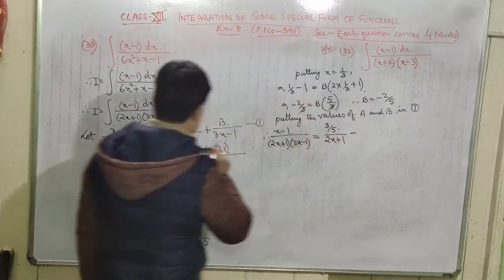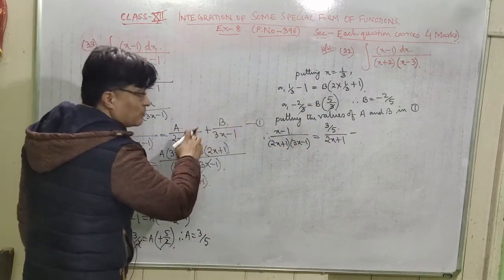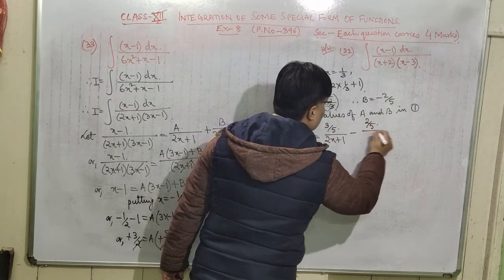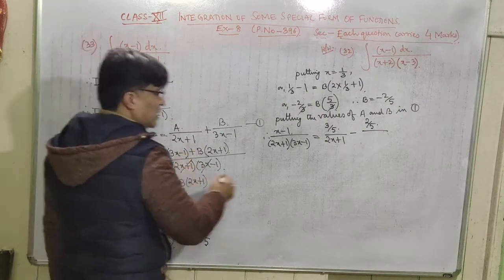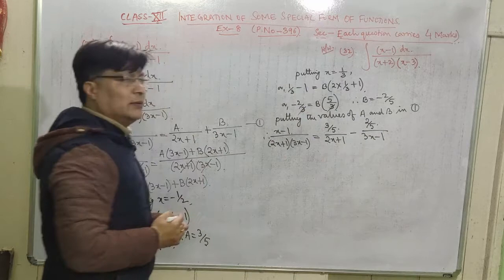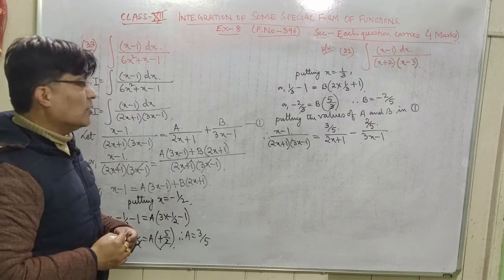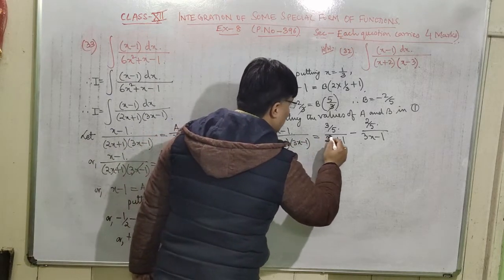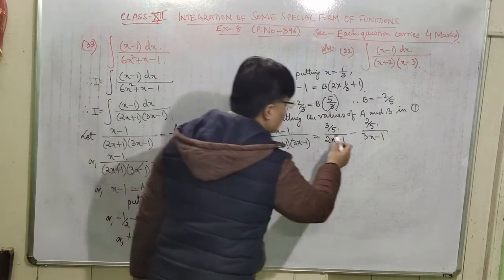So plus into minus is minus. So instead of plus you have to write minus. Plus into minus is minus, right? So it is 2 by 5 divided by what? It is 3x minus 1. So I think you have understood it. Okay. So this fraction is converted into partial fraction, and this is known as what?